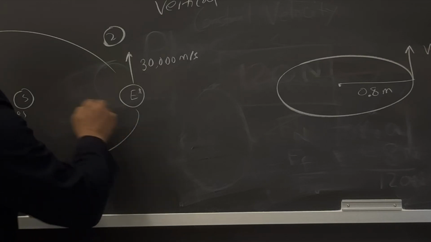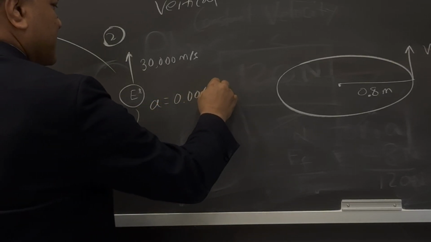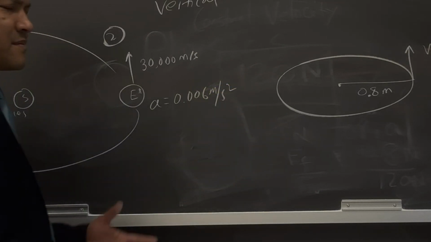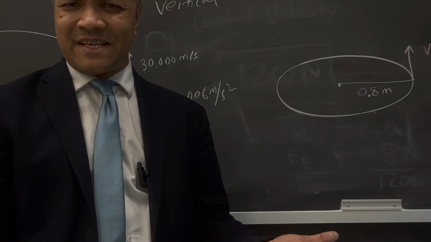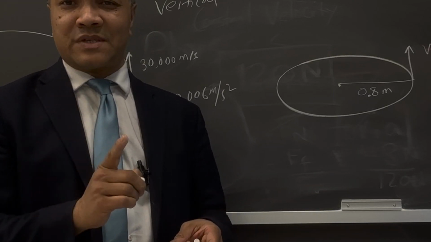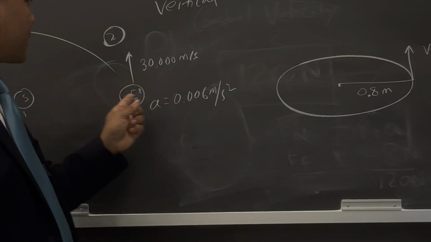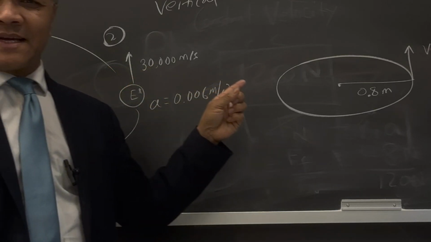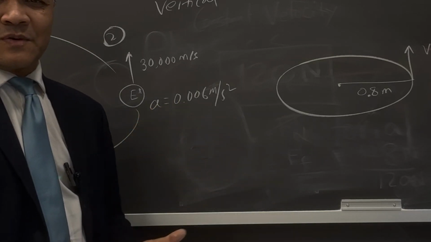Acceleration of the earth is 0.006 meter per second squared. Very tiny, very tiny. You don't feel it. Do we feel anything? Do you feel that earth rotates around the sun at 30,000 meters per second? No, we don't, because the acceleration is almost zero. That's why you don't feel it.